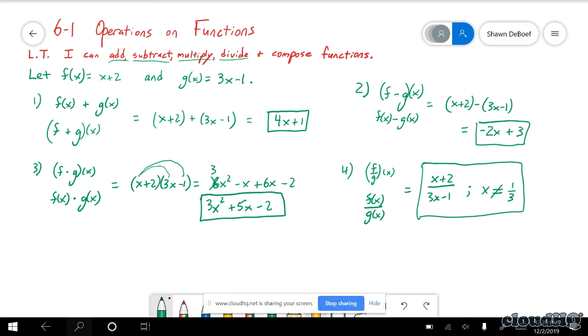Those are things we've done before. The notation was a little different, and we did have to think about the domain restriction on that division problem. But otherwise, that's not really something that's new. It's the composition of functions that's new. That's what we need to talk about. So let's switch gears.